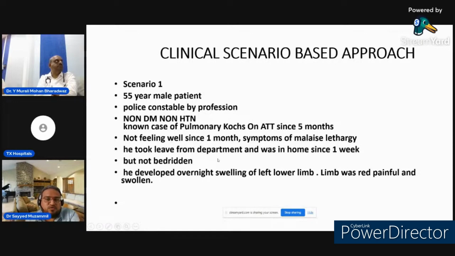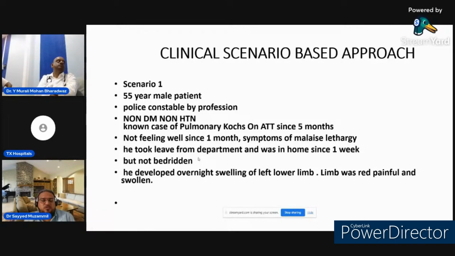So he took leave from the police department, and he was at home for 1 week. But he was not definitely bedridden. He used to walk in his home and do his daily activity limited to his home. And suddenly, in one night, he developed overnight swelling of his left lower limb. His left lower limb was red and painful, and it was swollen.